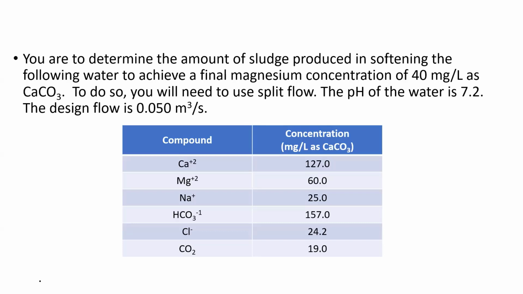What I would like to do today is we'll talk about lime soda softening. And we have a situation here where you're given a composition of the water. So this is likely to be a groundwater, although in Michigan, we do have surface waters that actually do have significantly high hardness levels. And you're treating the water to achieve a final magnesium concentration of 40 milligrams per liter.